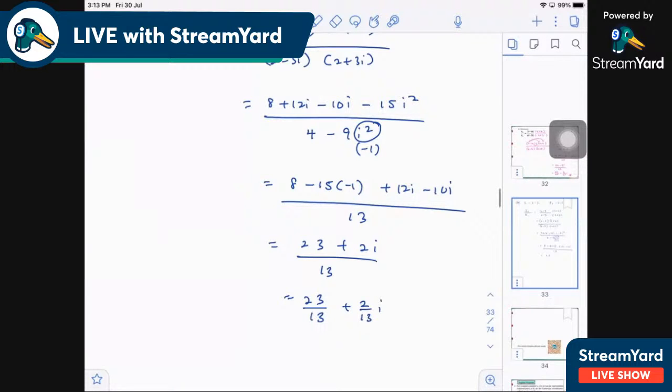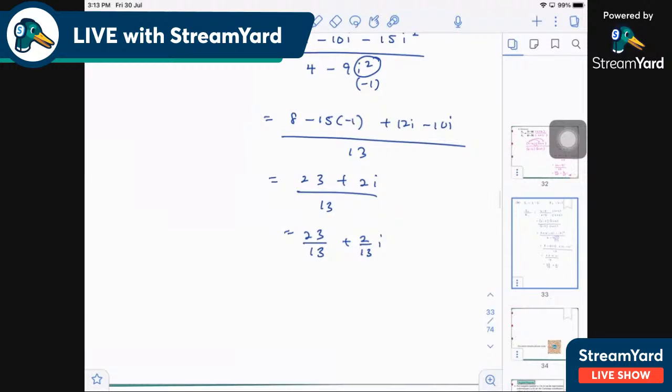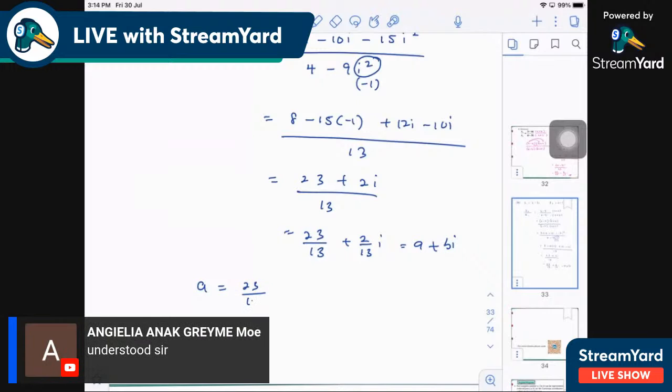Okay, if the final answer can be simplified, you need to simplify. Of course. If the final answer can be simplified, you still have to simplify. Understand? Okay, good.